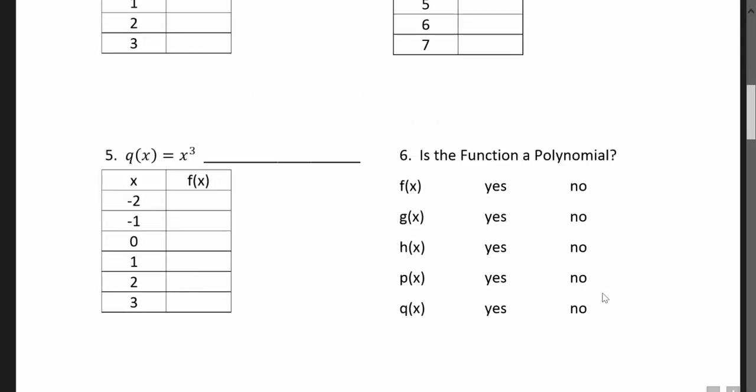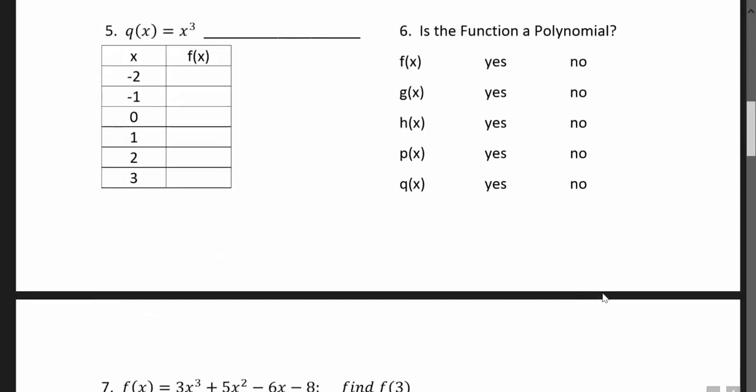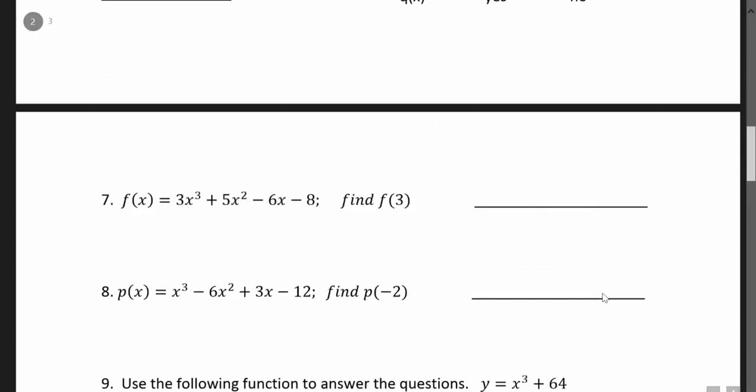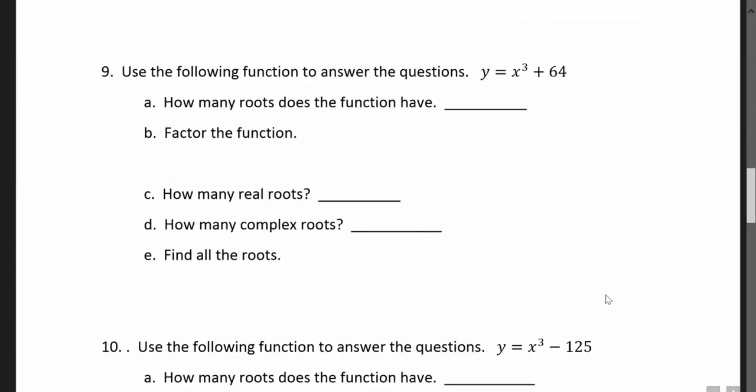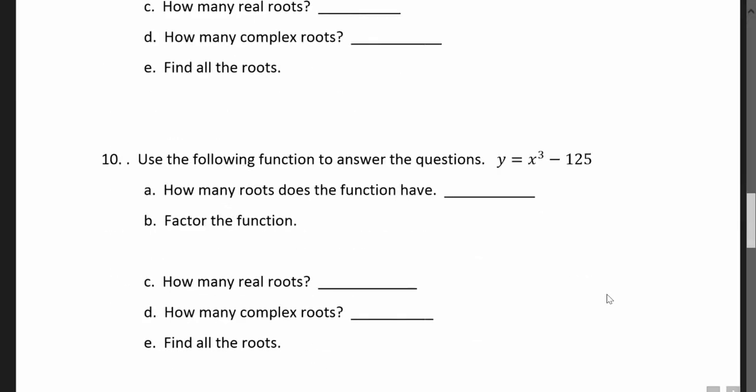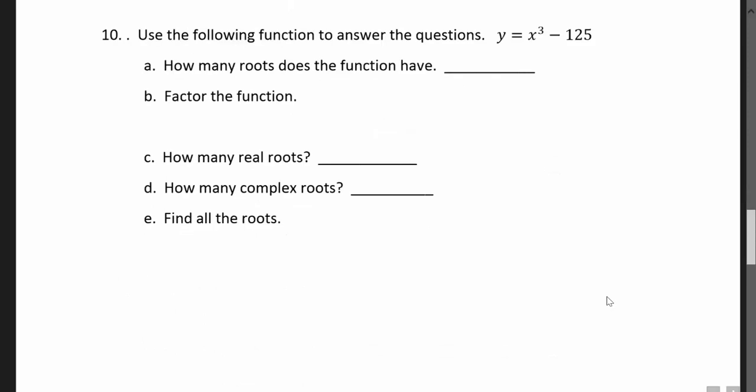These types of questions were in quiz 1 with what type of function they are. 7 and 8 are from the homework quiz that we talked about today. 9 and 10 are from the 3.6 homework quiz and the factoring of the cubic function. And from there you should be able to answer C and D the best you can. E might be a little tricky.